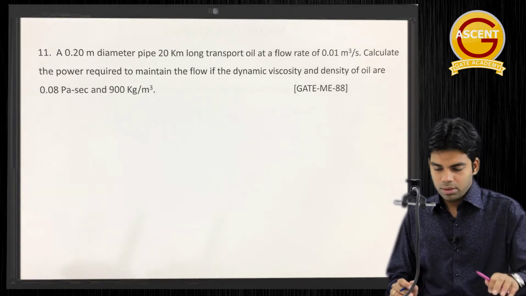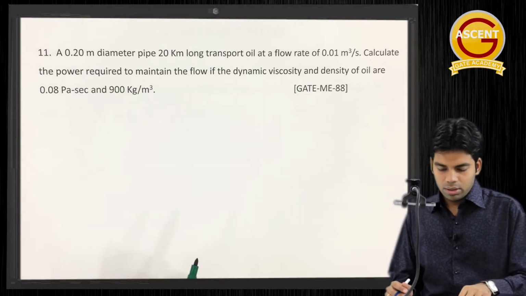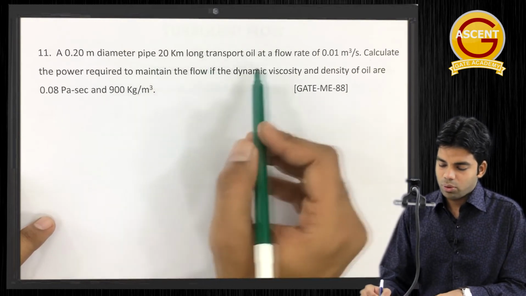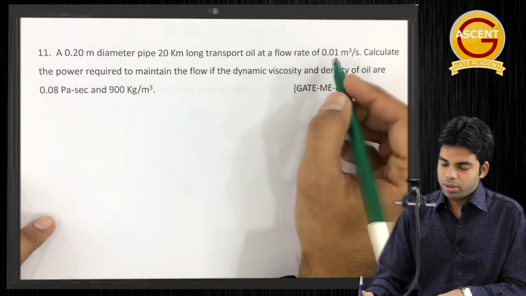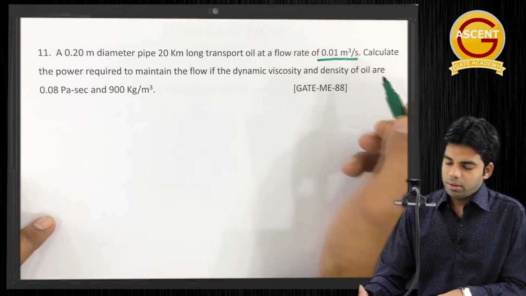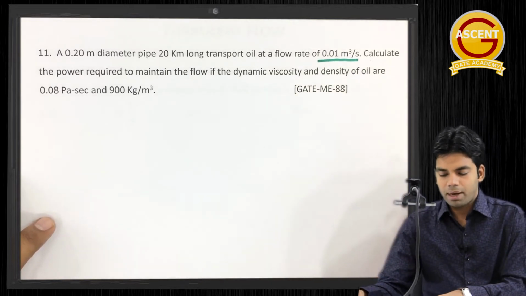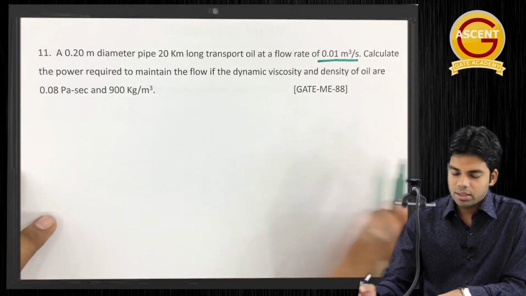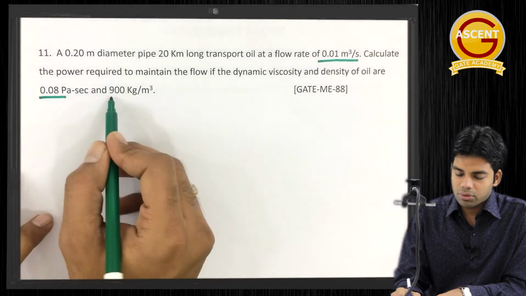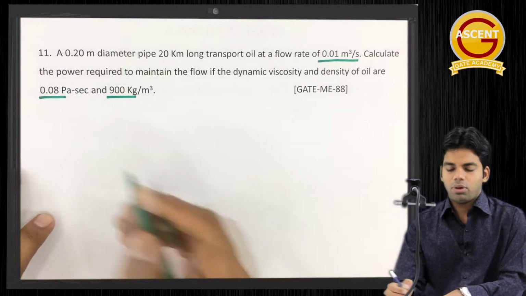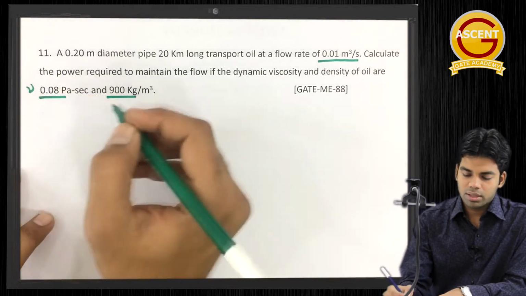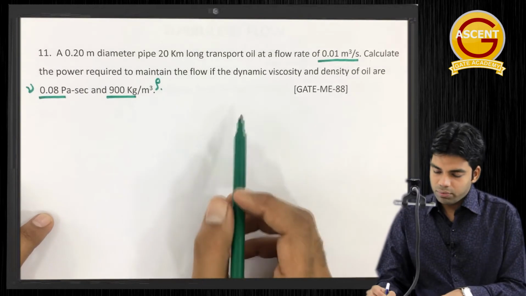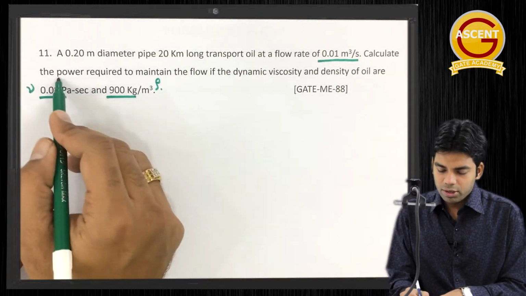Next question. A 0.2 meter diameter pipe, 20 kilometer long, transports oil at the flow rate of 0.01 meter cube per second. Calculate the power required to maintain the flow if the dynamic viscosity and density of oil are given. Dynamic viscosity is given and density of oil is given, that means mu is given and rho is given. Okay, so we have to calculate the power required to maintain the flow.